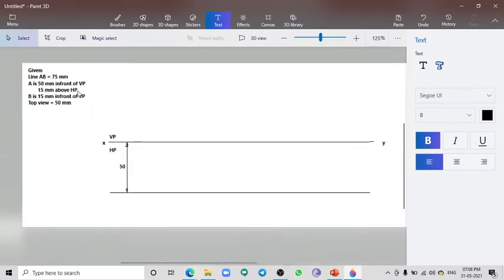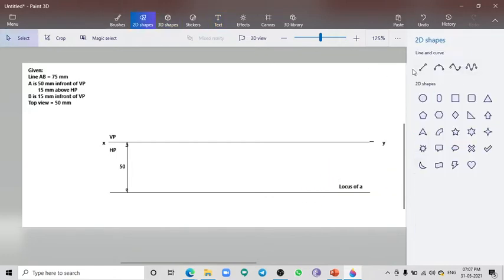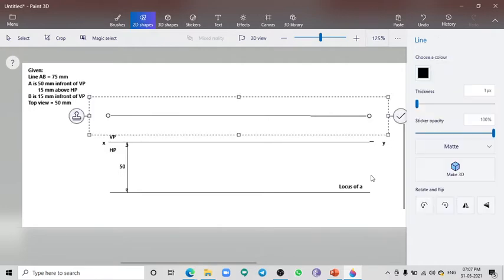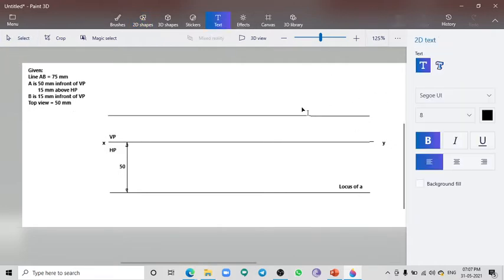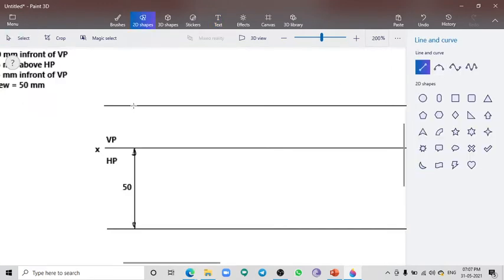And 15 mm above HP, so we have to name this line locus of A. Since it is 15 mm above HP, that must be marked above the reference line. So this is our locus of A dash. This distance is 15 mm.